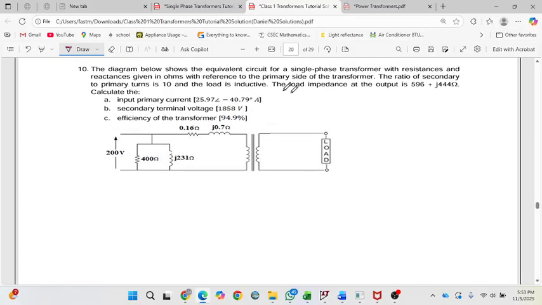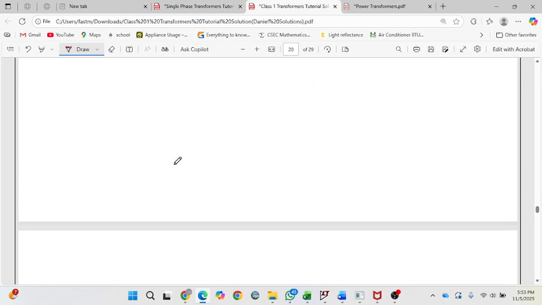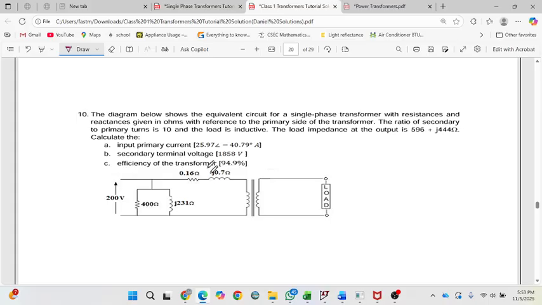So in this question, they gave you the load impedance. Just keep that in mind. And they said the load is inductive, which means the angle is negative, and they gave you the ratio of the secondary to the primary terms. So they want the input primary current. Note that the impedance is on the primary side, which is okay. I'm not going to change too much. So the first thing that you will want to do is calculate, or just refer these on this side.